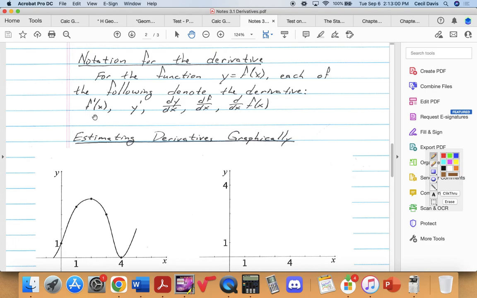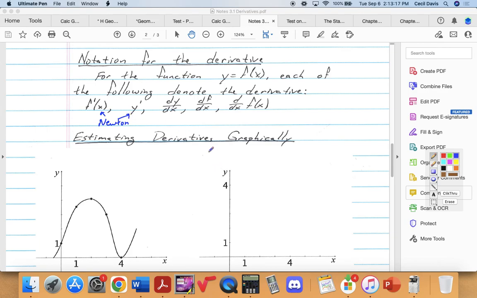So anytime you see a prime like this, f prime, y prime, for the derivative, those are Newton's way of writing it. It's not important that you know that those two go with Newton, but he liked primes. Leibniz liked doing it this way.